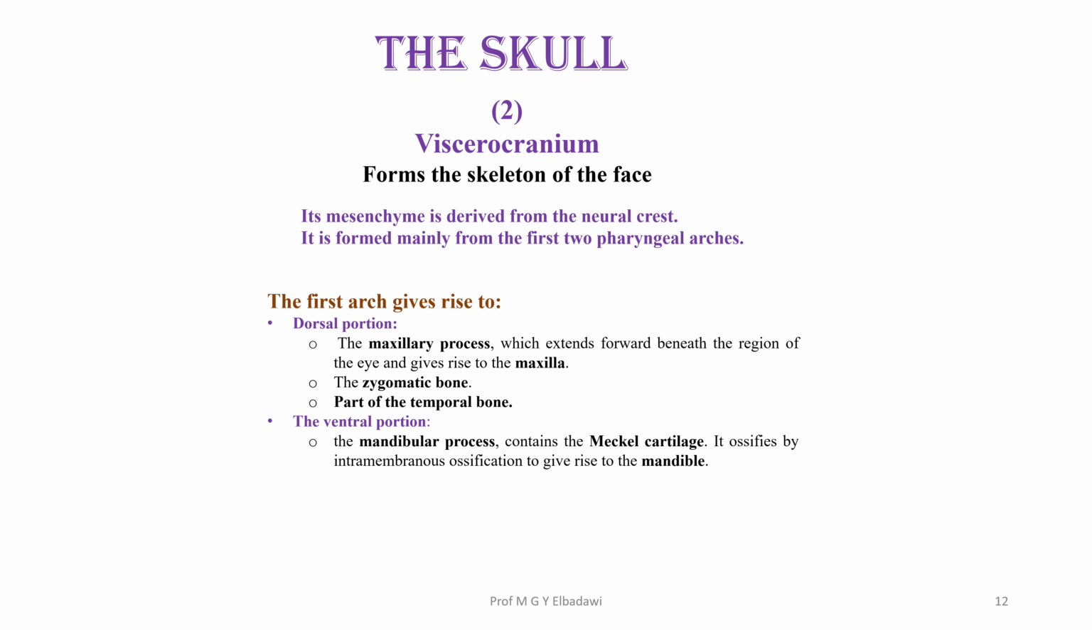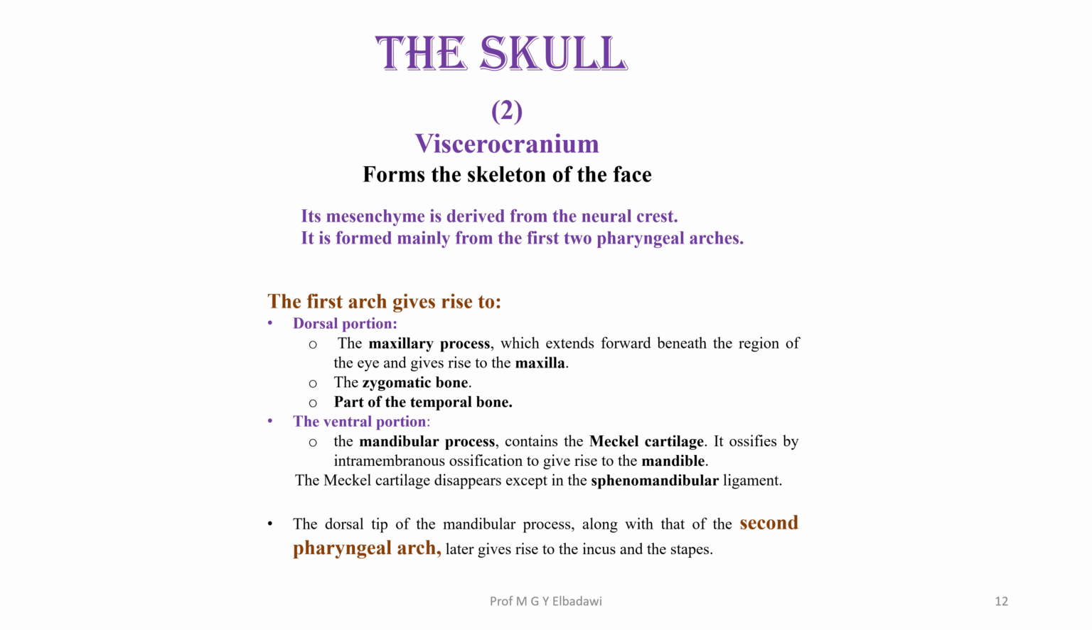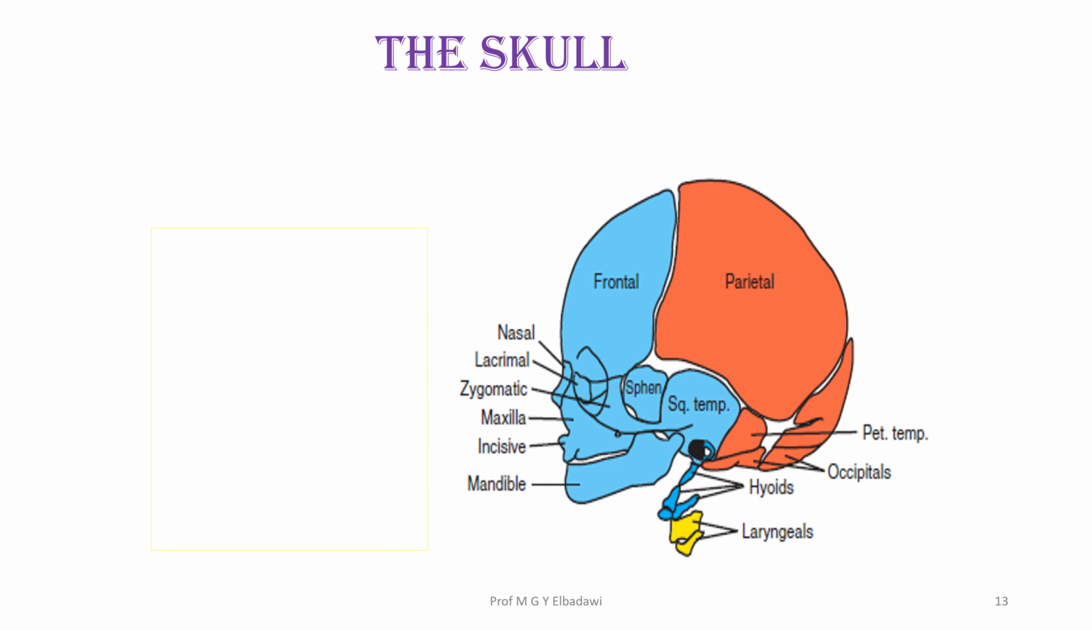The ventral portion will give the mandibular process, which contains the Meckel's cartilage, and this cartilage is surrounded intramembranously to give rise to the mandible. The Meckel's cartilage disappears completely except for the sphenomandibular ligament. The tip of the mandibular process, along with that of the second pharyngeal arch, will later give rise to the incus and the stapes, the ossicles of the middle ear.